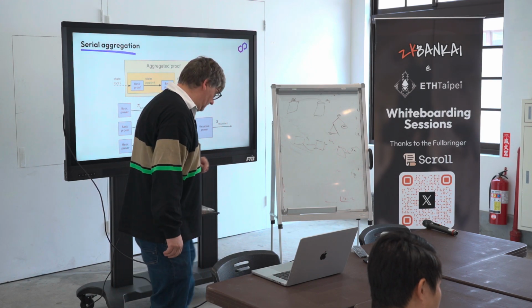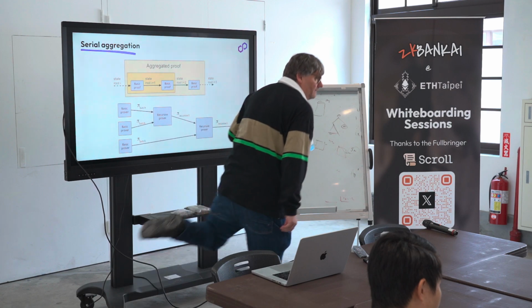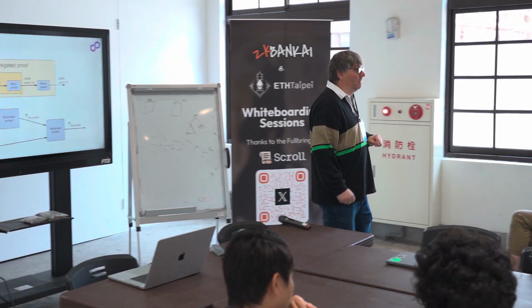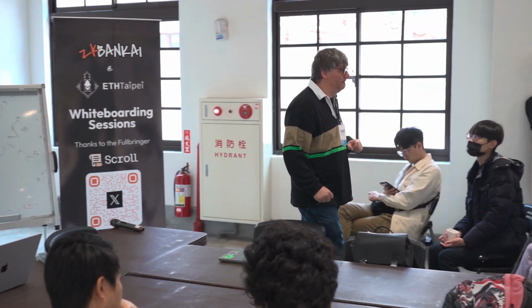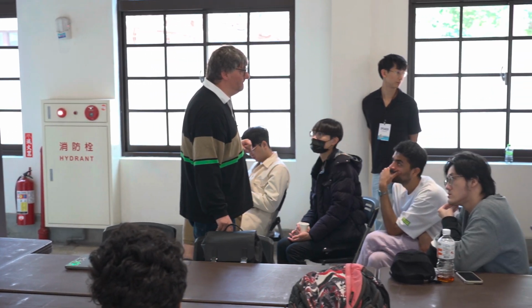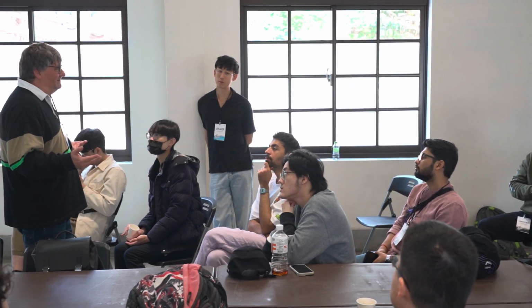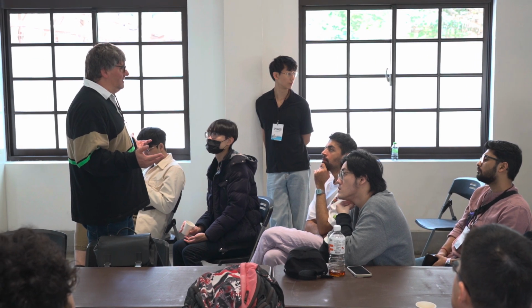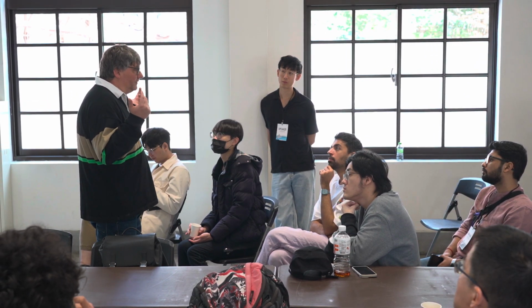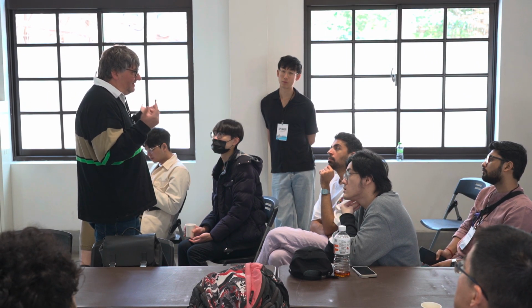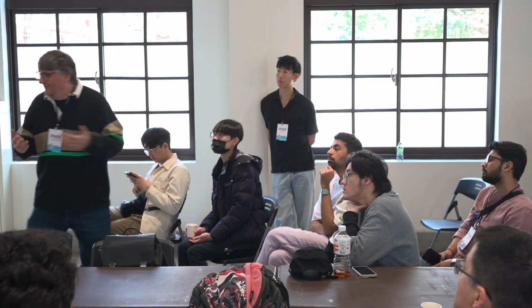If the aggregated proof fails, can you point out exactly which block failed, or do you have to guess? If the aggregated proof fails, all the proof fails. I mean, what does fails mean? If the verifier does not let it go, that means the proof was not correct. So no, all the proof fails.